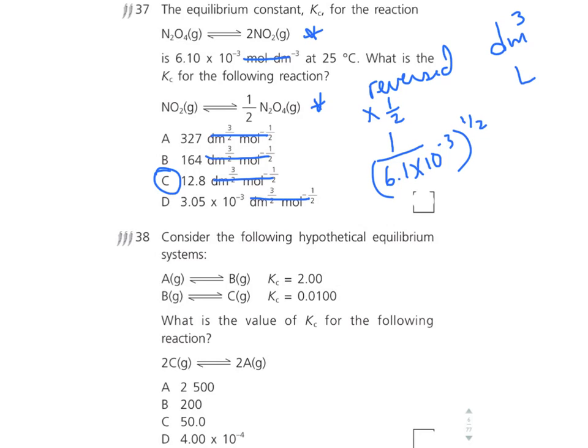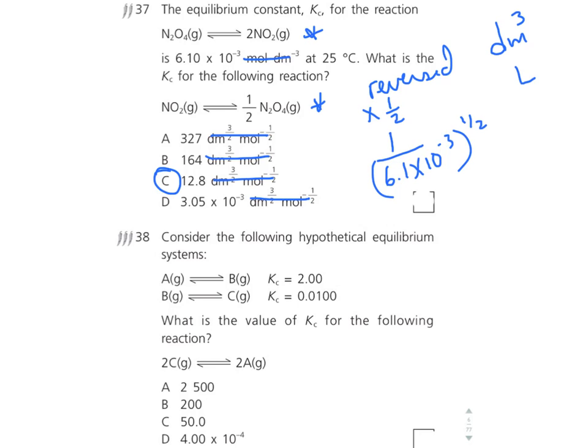Number 38, we're given two equations, A becomes B and B becomes C, and we know their equilibrium constants. What's the value of Kc for this reaction? 2C becomes 2A.